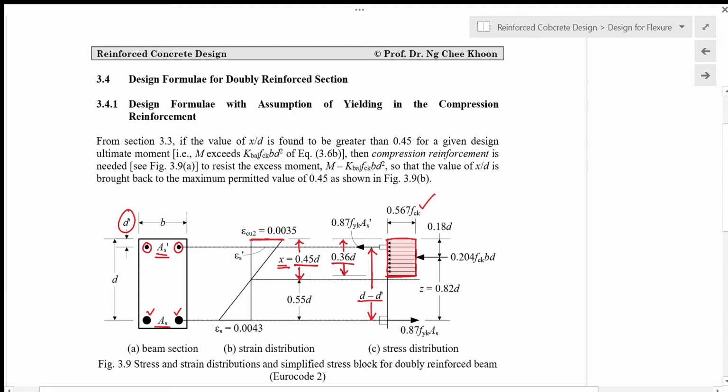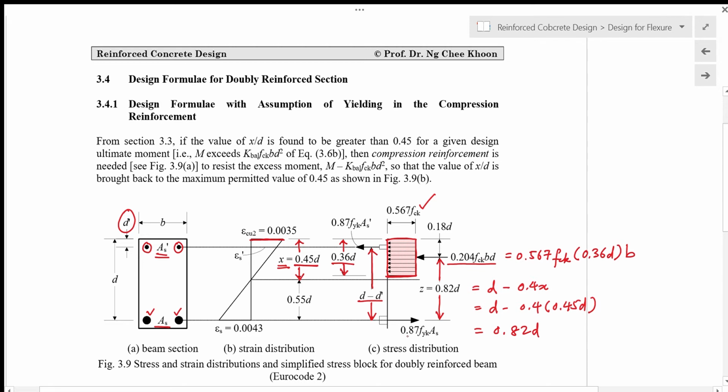The compression force in concrete is 0.567 fck times 0.36 D times B, so we get 0.204 fck BD. For the moment arm, Z is equal to D minus 0.4 X, or D minus 0.4 times 0.45 D, so we get 0.82 D. That's how we get all the terms in this diagram.